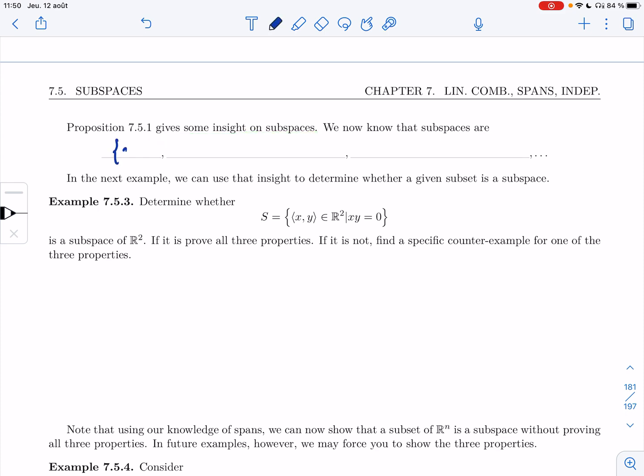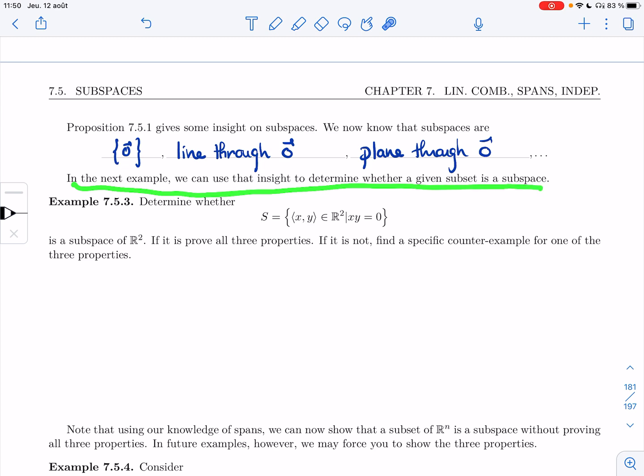It could be 0. It could be one line containing or through 0. Next biggest thing is a plane through 0 and so on. And so we have an idea of what they look like geometrically. In the next example, we can use that insight to determine whether a given subset is a subspace. So example 7.5.3.